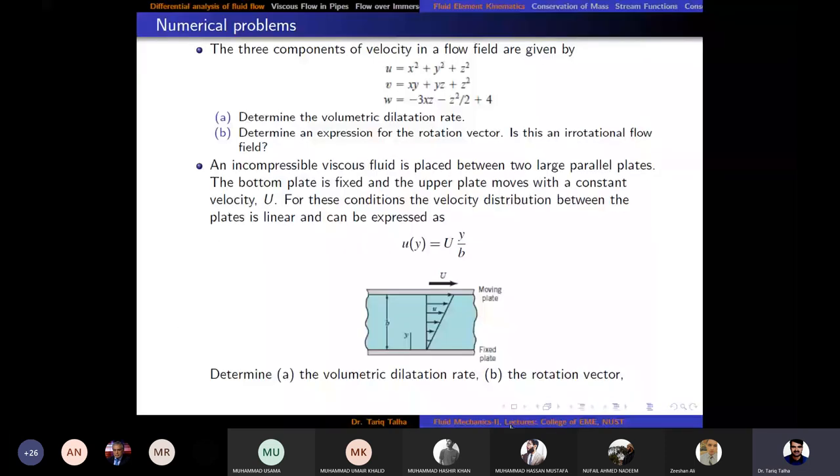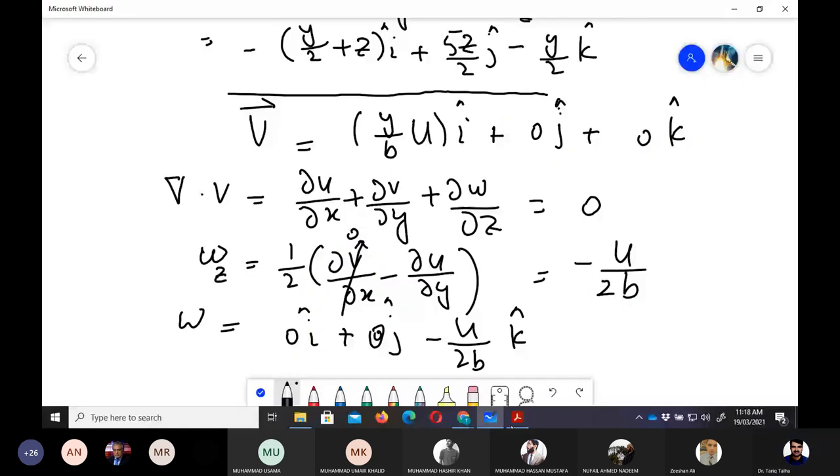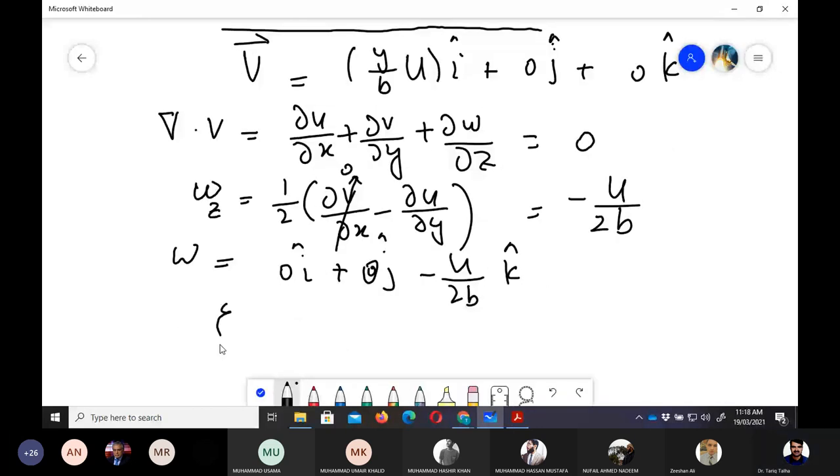So this was the second thing, and then we need to find the vorticity. We know that vorticity, shown by this symbol, is equal to 2 into omega, so it would be equal to minus U upon b k.